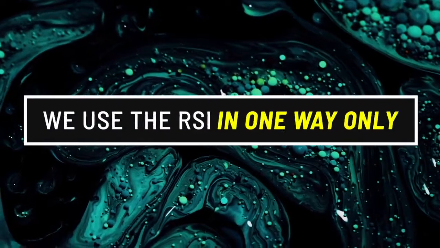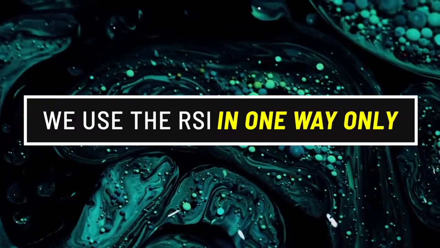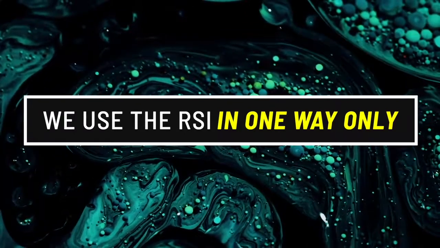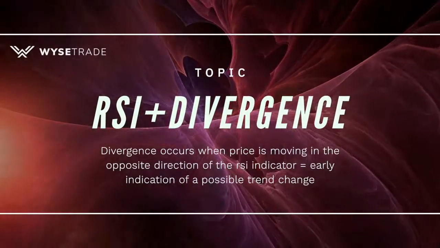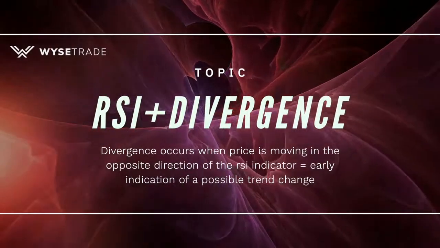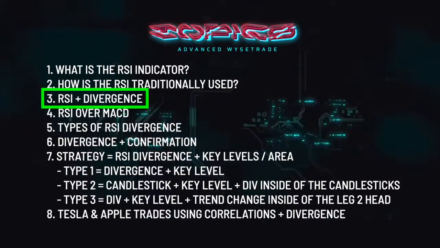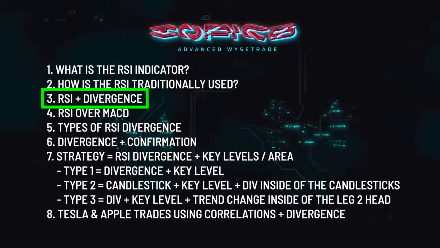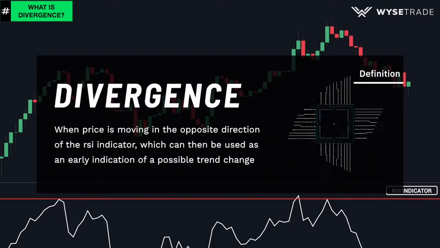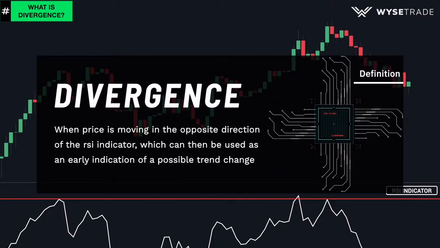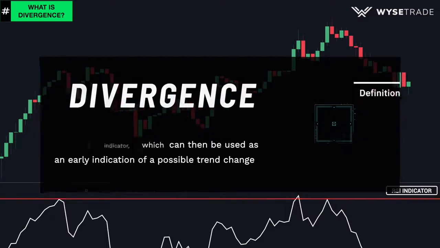Now, we use the RSI indicator in one way and one way only, which is combining RSI with divergences, or RSI divergence. So, what is divergence? Divergence occurs when price is moving in the opposite direction of the RSI indicator, which can then be used as an early indication of a possible, keyword possible, trend change.